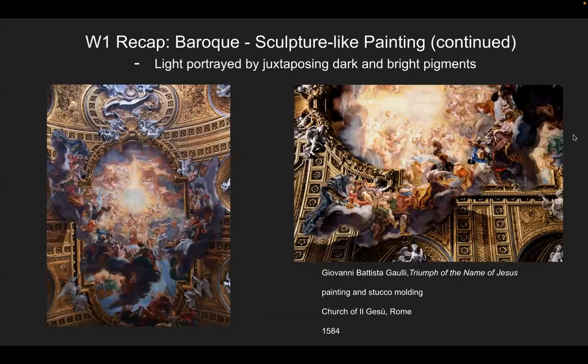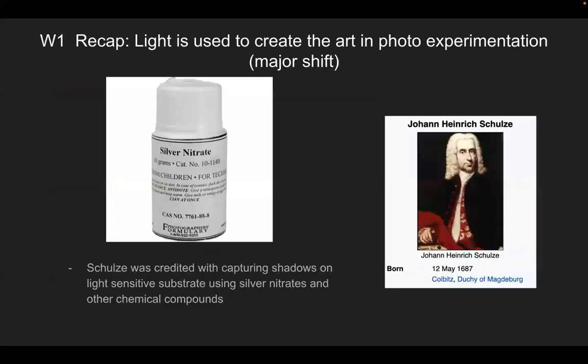In the Baroque era, light portrayed juxtaposing dark and light pigments in paintings in the tops of churches and combined with 3D elements with crown molding in order to show the differences in elevation. Light was used to create the art in the coming eras, and this was a major shift.